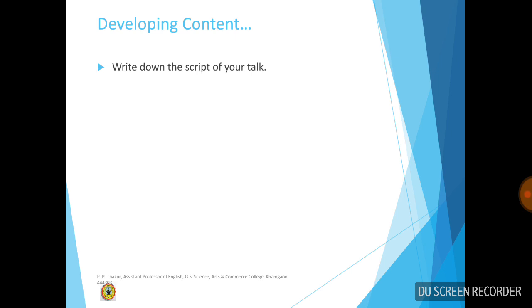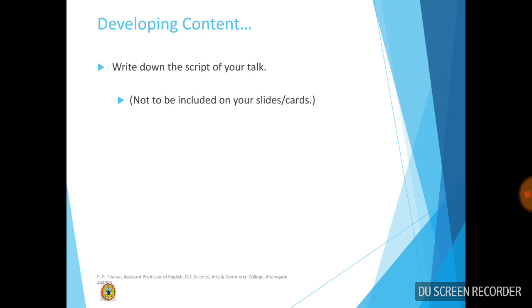If you can, write down the script of your talk, or you may not write down the script if you are comfortable just by using note cards or cue cards, or just by looking at the slide. If you are confident enough that you can explain on the basis of cue cards or note cards or slide, then you may not write the script of your talk, but ideally it is good to write the script of your talk. This script should not be included on your slides or cards.